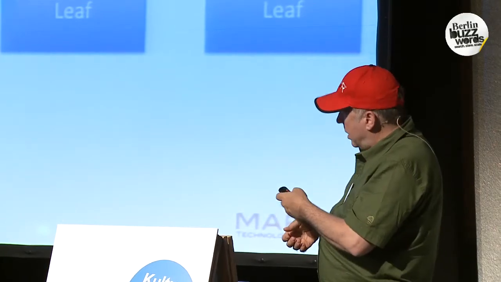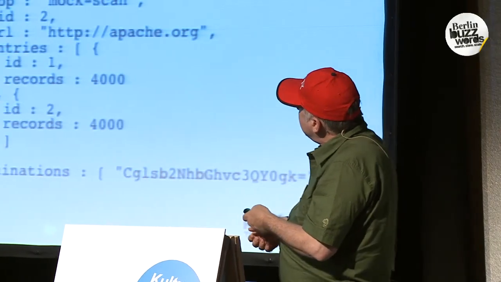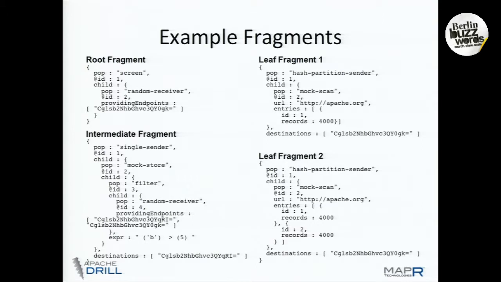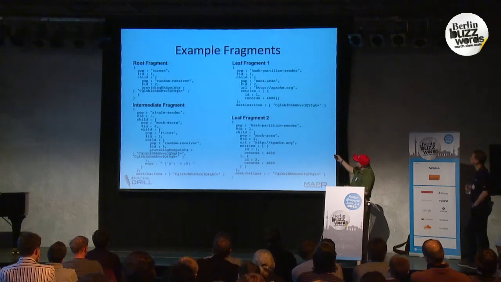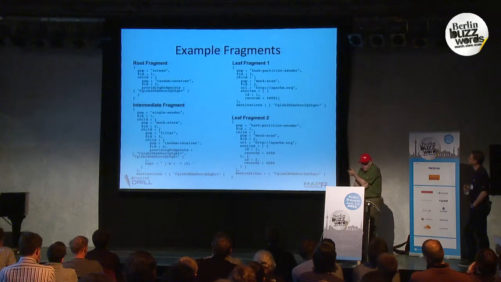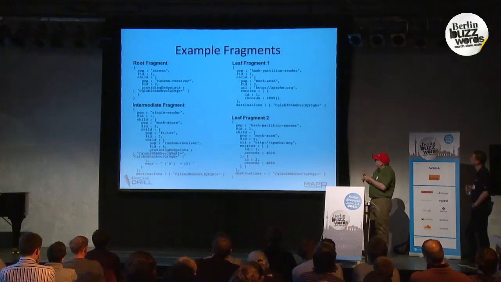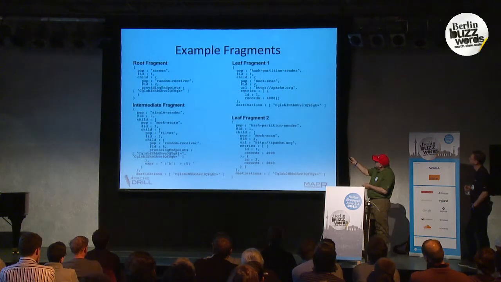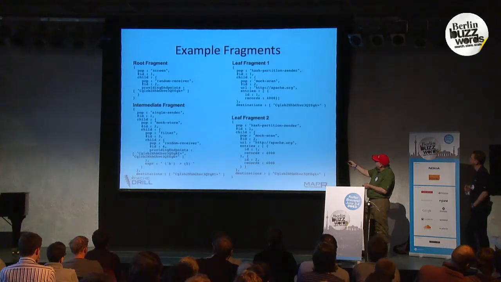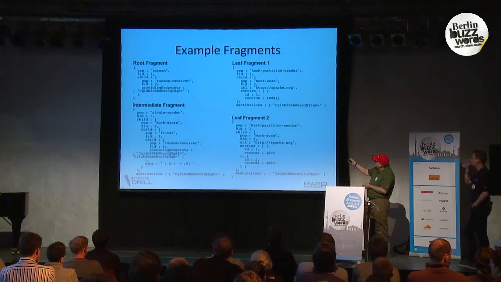And here's some of these fragments, and we can start seeing how this code generation can happen. Here, for instance, we have a leaf fragment, which is the hash partition sender. So that's part of the group by step where we've got things being sent. And we have a child operator here, which has a mock scanner, which pulls from there. And mostly all it's doing is a projection operation.